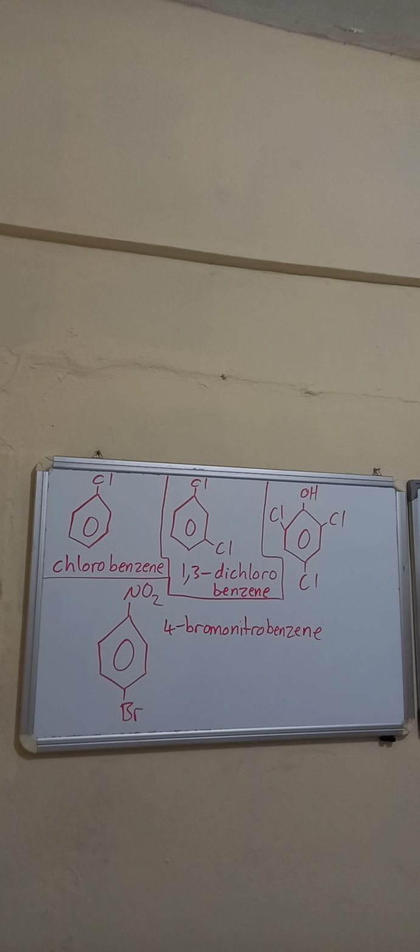Alright, so here we have some more compounds. The first one, we know that Cl is a chloro group, so we just say chlorobenzene. You don't need to say 1-chlorobenzene, because once you have one group present, then automatically it has the number 1 position.